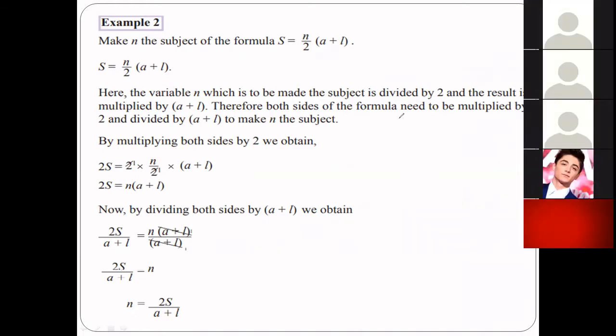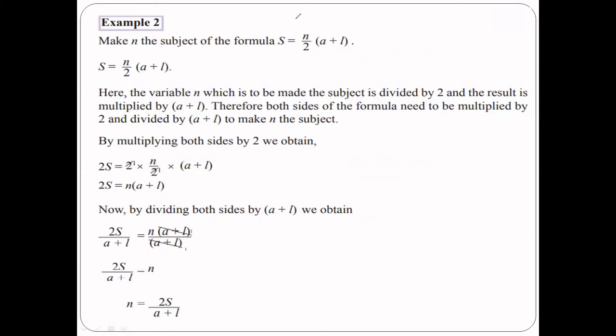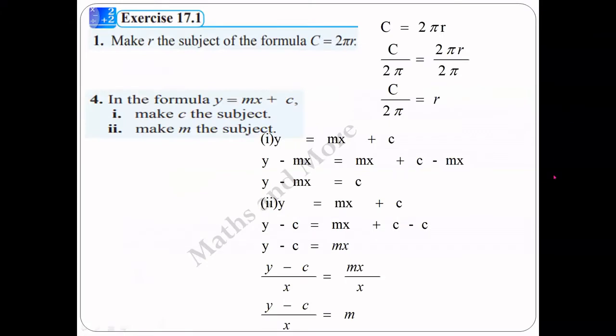Yes, now you got it. Let's see some more examples, then you will get the idea. Let's move to this problem. Exercise 17.1. Carefully read the question and understand. Make R the subject of the formula C equals 2 phi R. Can you understand the question? Make R the subject of the formula. Formula is C equals 2 phi R.